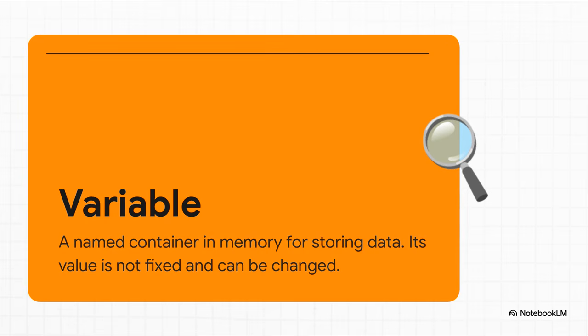At its heart, a variable is just a named container. It's like you get a little box in the computer's memory, you slap a label on it that says age, and you put the number 22 inside. But here's the cool part: that value isn't set in stone. Next year, you can open that very same box and update the value to 23. That's why it's called a variable.